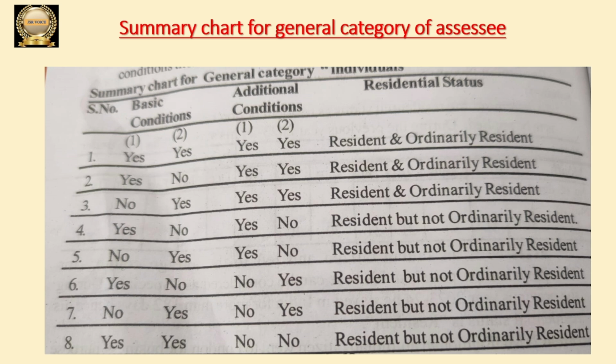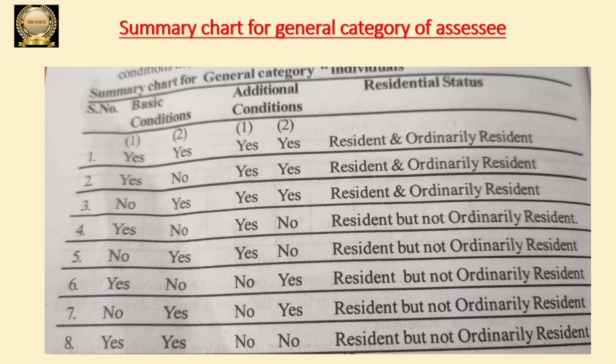Third person, serial number 3. He is not satisfying the first basic condition. First one is no. Second one yes. So if he satisfies any one, that itself is enough for us. He will become resident. Once he is a resident, apply additional conditions. See additional conditions, first one is, second one is. So he is satisfying both. So he will become resident and ordinary resident. Okay. So next one, fourth one.